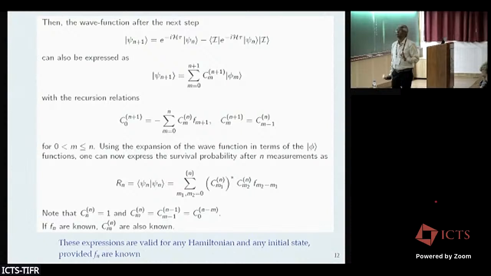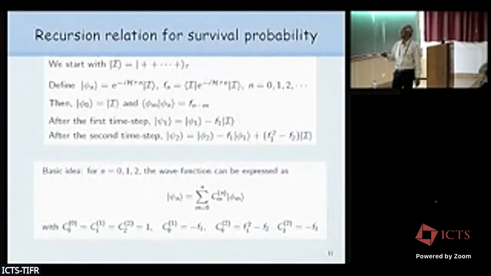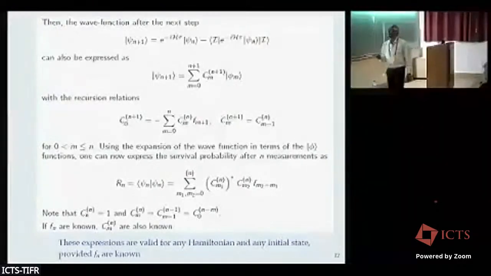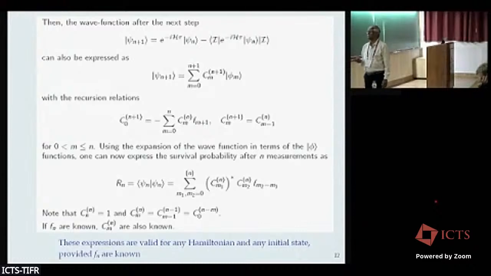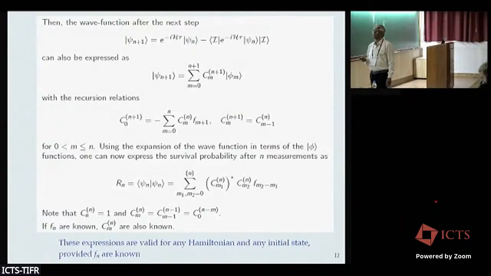So using the expansion of wave function in terms of the phi functions, one can now express survival probability after n measurements as this thing, because psi n is this thing. So I just have to take the complex conjugate of this and then take the inner product. So one gets this thing. And these are some initial coefficients and some identities which can be easily verified. The crucial point is if all the Fn are known, then all the coefficients for the nth stage are also known. So these expressions are valid for any Hamiltonian and any initial state, provided all the Fn are known. Whether Fn can be calculated in closed form or not is a different question.